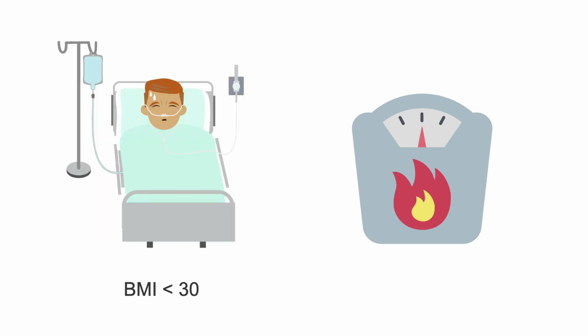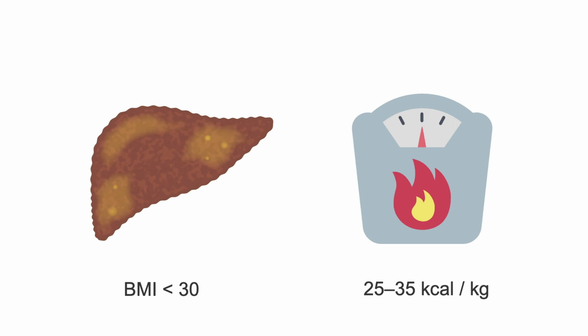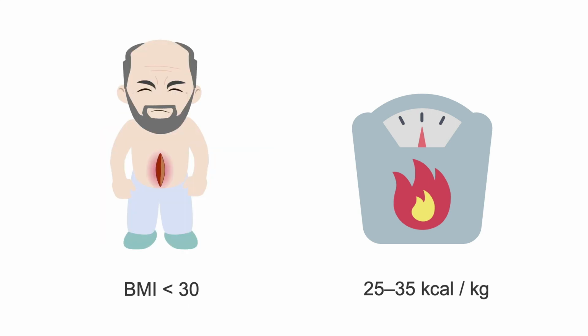For patients with a BMI under 30 who have severe illness or injury, the requirement is 25 to 35 kcals per kilogram. Generally, this applies when 2 or more areas or organ systems are affected. For example, an aggressive cancer causing malnutrition, a vehicular crash victim, decompensated liver disease, or a patient with an open abdomen after a complex GI surgery.